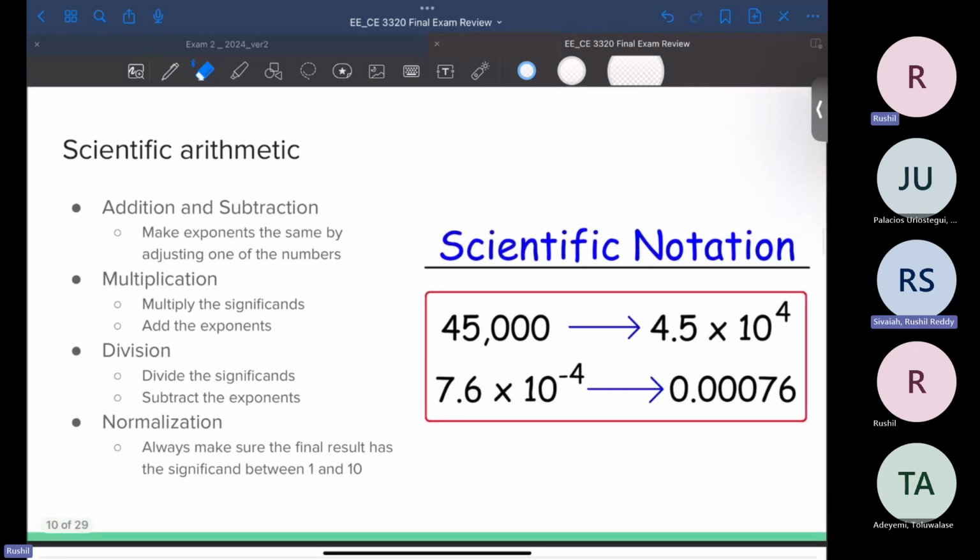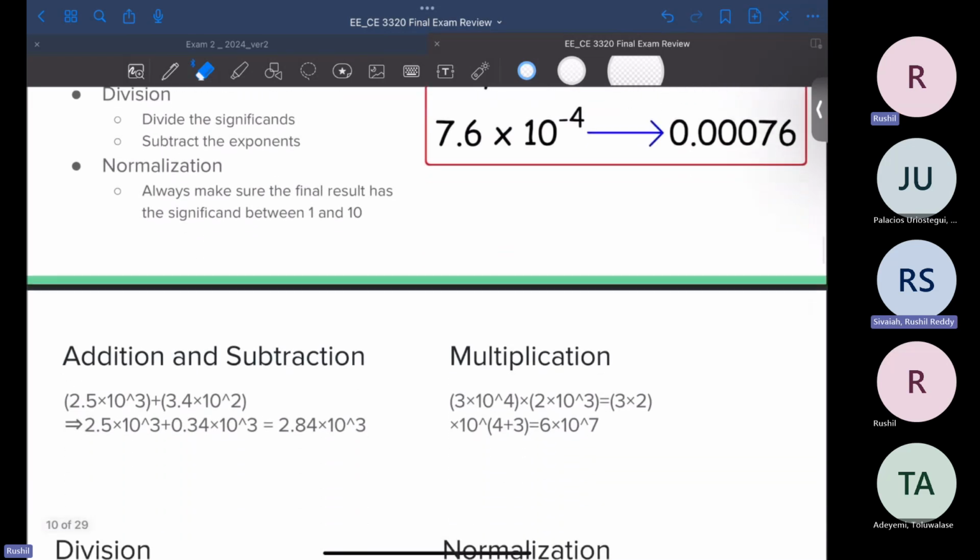Now, next up is scientific arithmetic. I think this is pretty obvious what it is because you've probably done scientific notation before, but we're going to do addition, subtraction, multiplication, division, and normalization. Okay, so we'll just move on.